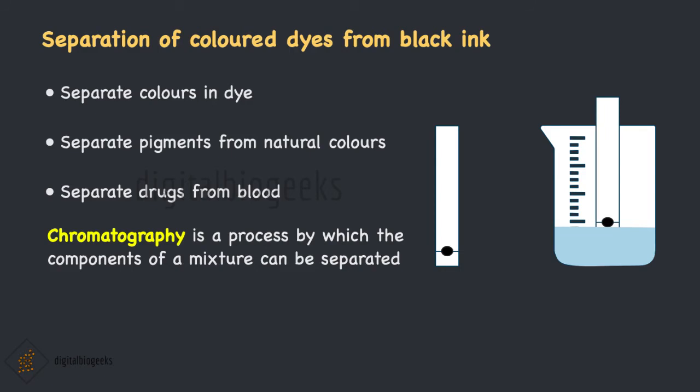Chromatography is a process by which the components of a mixture can be separated. Chroma in Greek means color. This technique was first used for the separation of colors. Thus, it is known as chromatography. With chromatography, we can separate the solutes that are dissolved in a solvent.